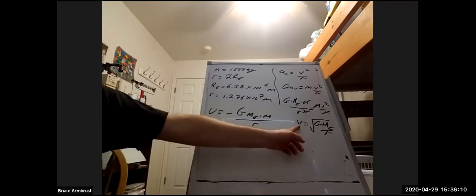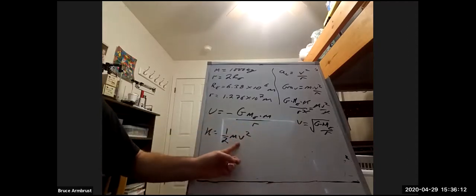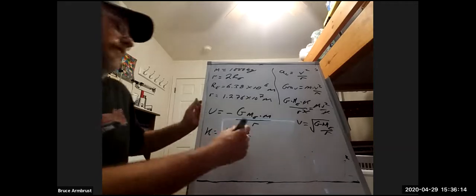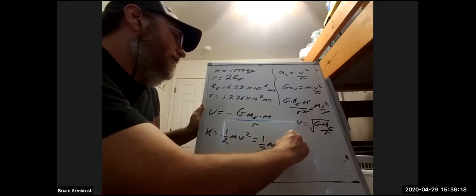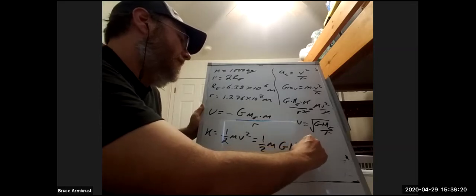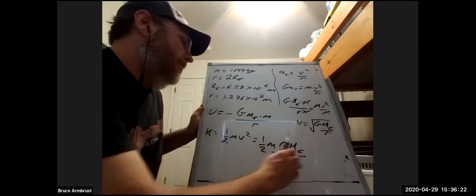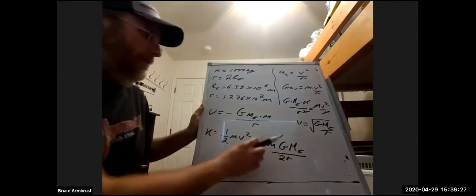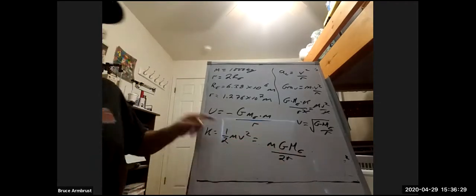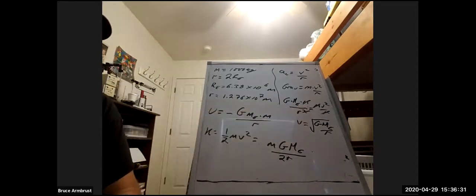Well, now I can take that v and put that in here. So I'm going to get 1/2 m G M_E over R. Let me actually just put that 1/2 here, 2R on the bottom. But it's beautiful. I'm squaring the square root. But that's going to be my kinetic energy.